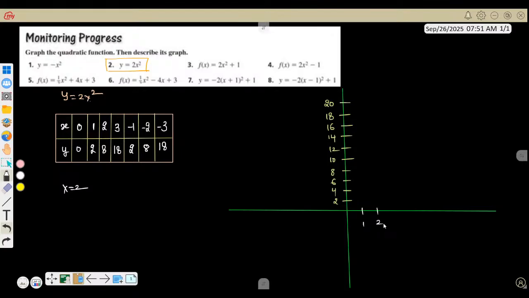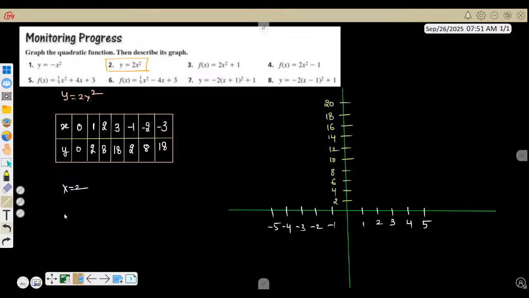because the data is not too large. 1, 2, 3, 4, 5. Same thing in the negative direction. Negative 1, negative 2, negative 3, negative 4, negative 5.